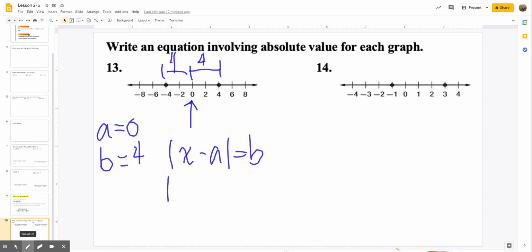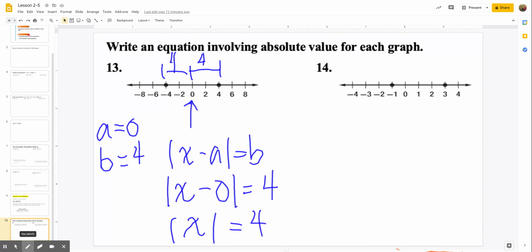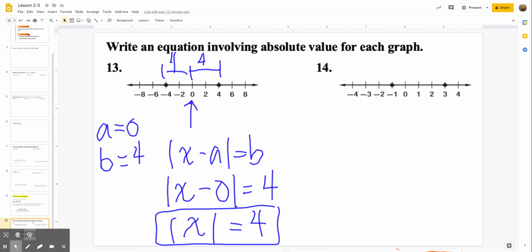And we're just going to plug the values in. We're almost done. You could leave it like this, but x minus 0 is the same thing as x. You could leave it like that as well. And that's how you do those problems.